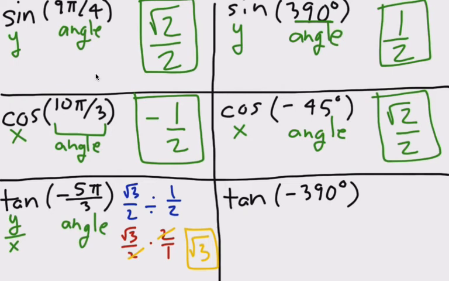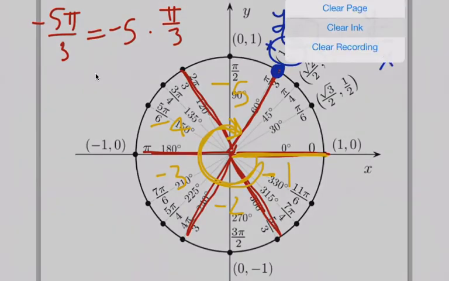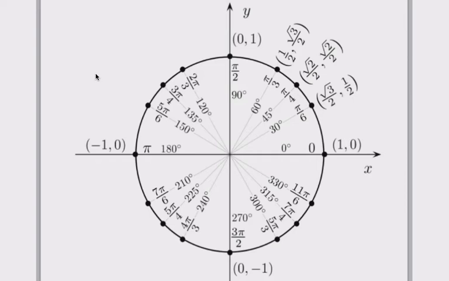Alright, the final one, the tangent of negative 390 degrees. The negative 390 degrees is the angle, and then the tangent tells me to do y divided by x. So I need to find how I can represent a negative 390 degree angle on the unit circle. So if you look, I do not see 390 degrees on the circle, but I know that if I go backwards, negative 360, actually, okay, one full circle will give me negative 360.